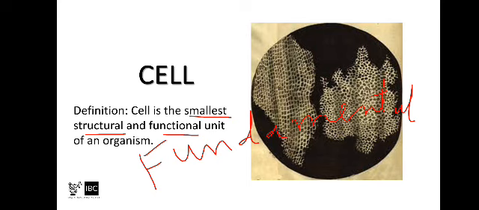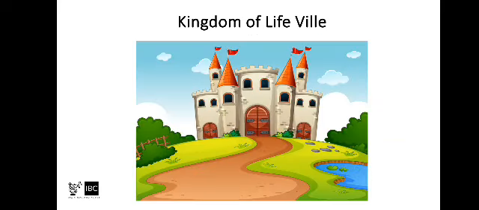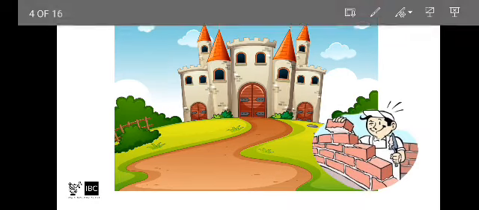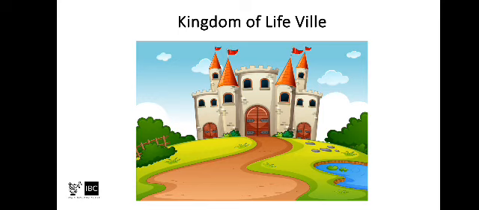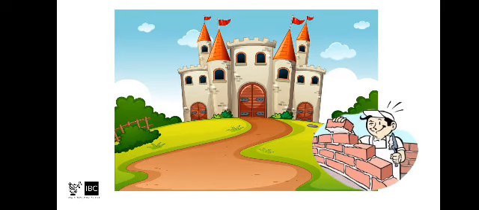To understand in detail, let's come to a story. Once upon a time, in the magical kingdom of Life Villa, there existed a magnificent castle known as the human body. This castle was a bustling hub of activity with millions of workers tirelessly constructing and maintaining its grandeur. The key builders in this kingdom were the cells.